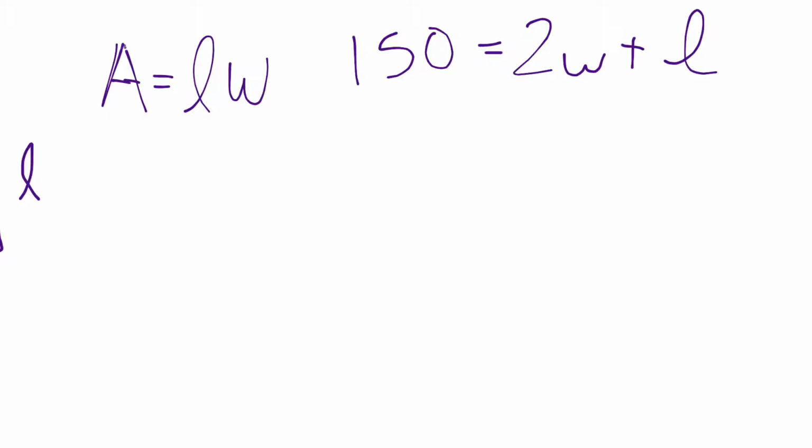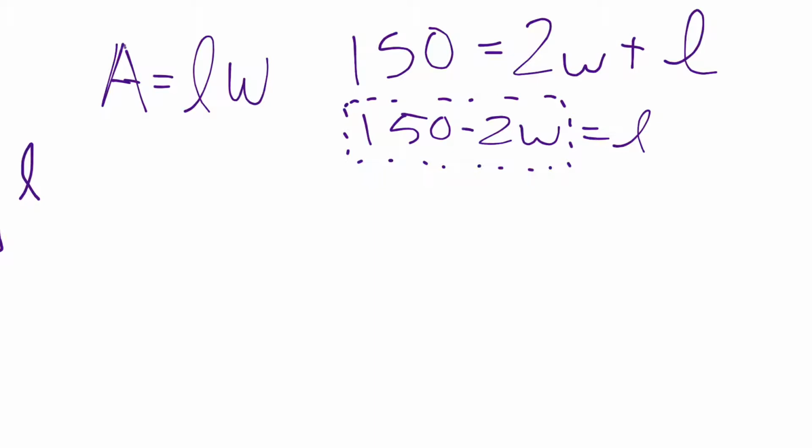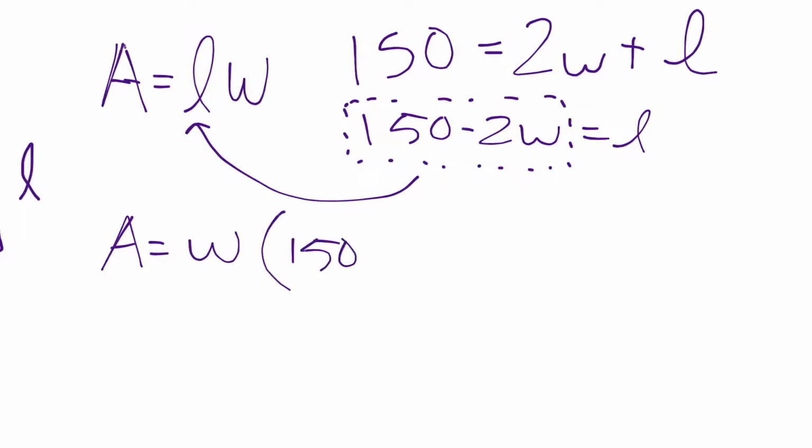I'd say the easiest variable to solve for is L. So let's subtract 2W from both sides. 150 minus 2W equals L. So now we have an expression for L in terms of W, which means I can take this and substitute it in for L in my area equation. So area equals my width times 150 minus 2 times the width.